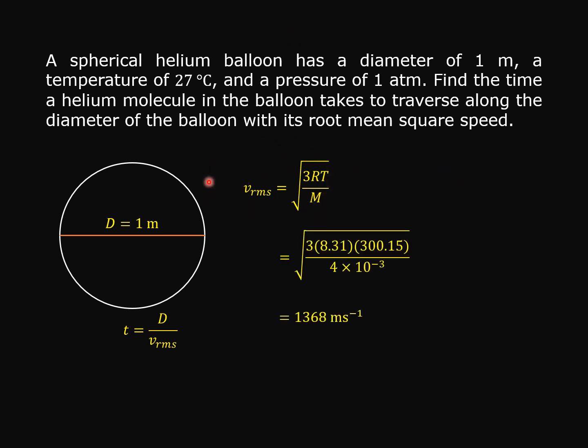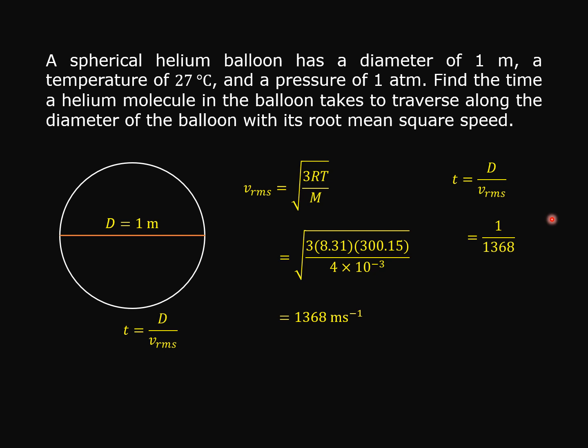In this first formula, the capital R is the gas constant 8.31, T is the temperature in Kelvin, so we convert 27 degrees C into 300.15 Kelvin, and the molar mass of the helium is 4 gram per mole. Converting to kg, you get 4 times 10 to the power of -3. So we will get the answer for the VRMS as 1368 meter per second.